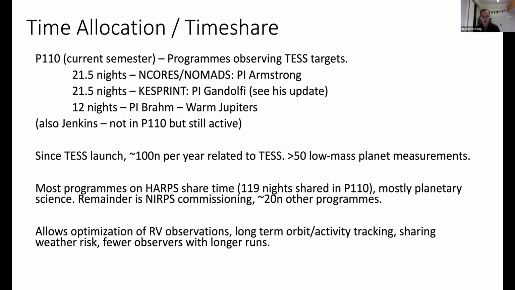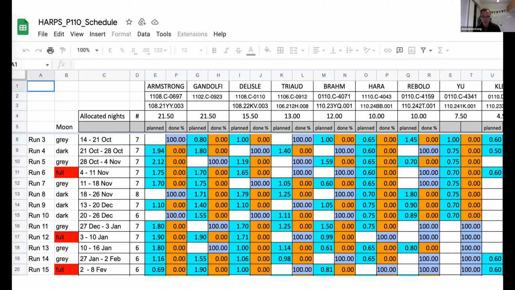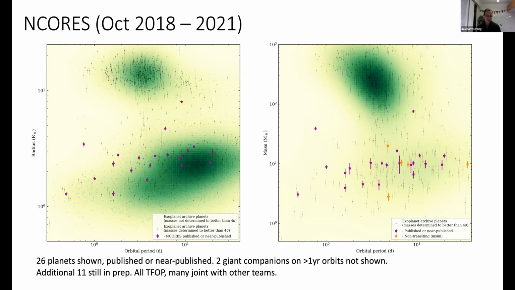It means this 20-night program that I'm running can have observations spread over essentially the entire semester. So we can track long-term orbits, we can optimize the RV observations, we can use fewer observers, which is better for the CO2 footprint, of course, and we can share things like the weather risk. Now that has a huge amount of organizing, so thank you, Francois, for doing a lot of that, and Xavier as well. I don't want people to stare at this, but you can see the complex spreadsheets that are involved. But it does tend to work, and it works very well.